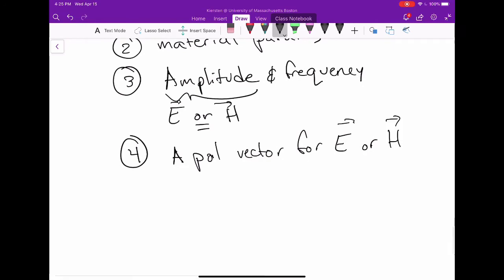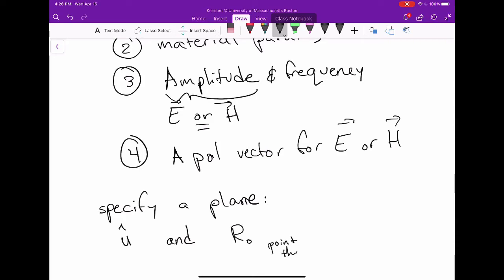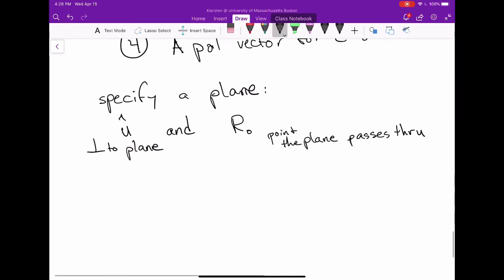The reason this works is that you can specify any plane if you know the unit vector that is perpendicular to the plane and any point that the plane passes through. In fact, it doesn't even have to be a unit vector, but it's convenient if it is.